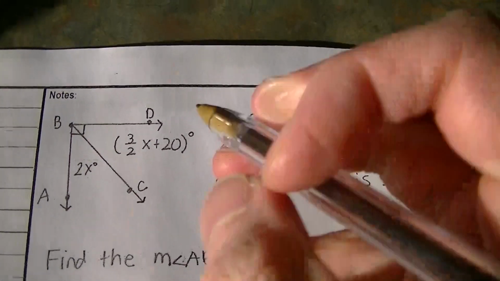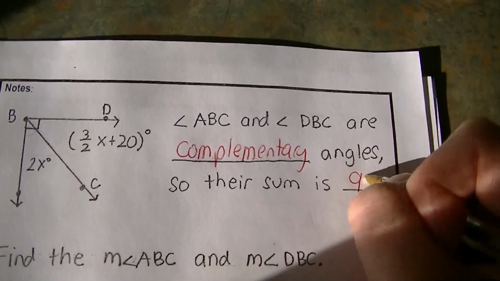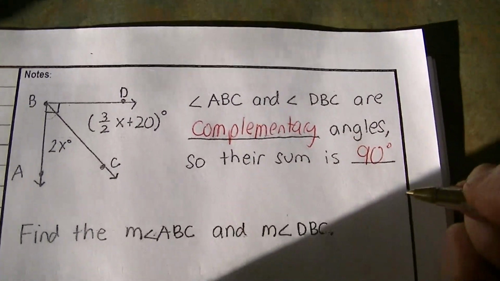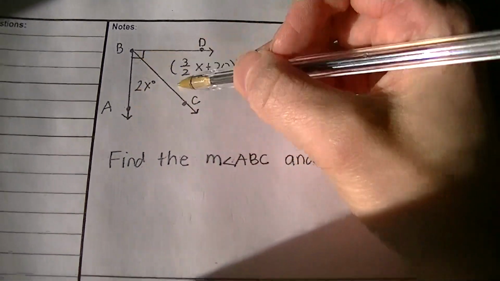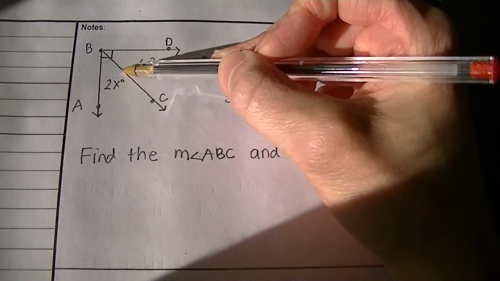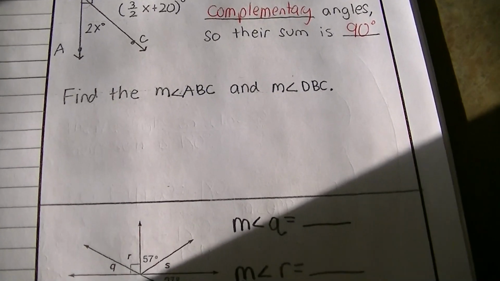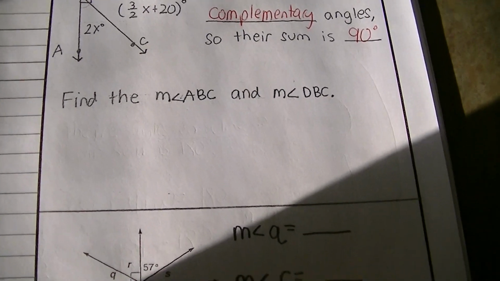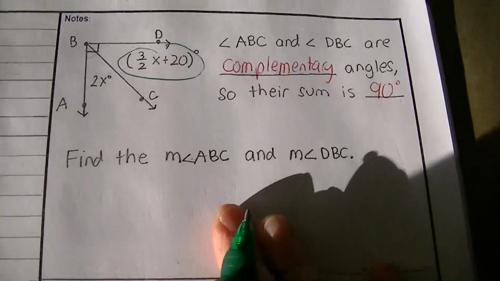So when you add this angle plus this angle, their sum is going to be 90 degrees. Okay? All right. So now it says we've got to find the measurement of angle ABC and the measurement of angle DBC. So we've got to figure out how many degrees is this and how many degrees is this. And I want you obviously to set up an equation for this, please.